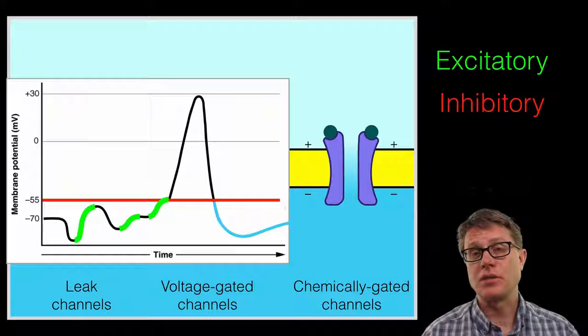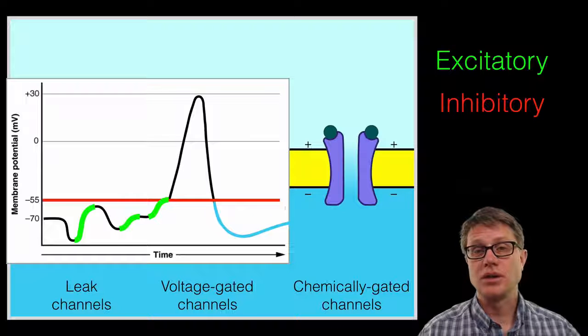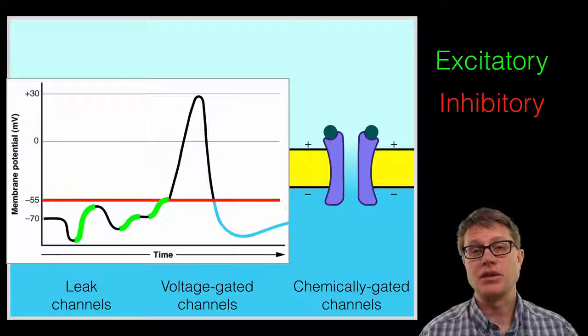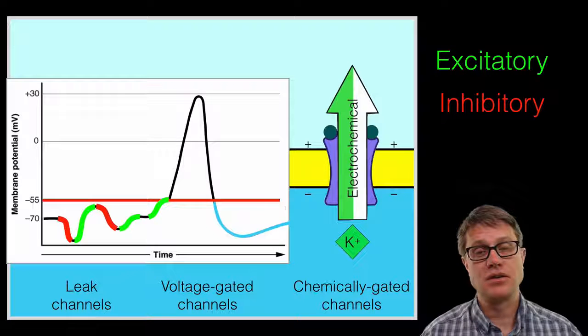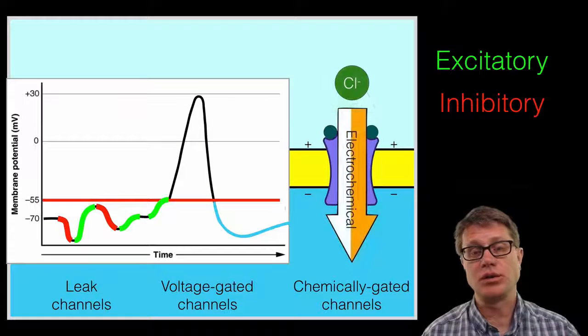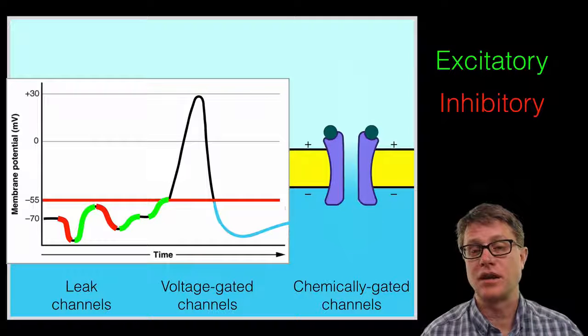Now, some of those neurotransmitters may be inhibitory. What they're doing is they're allowing the flow of ions, but these are ions that are moving us away from that action potential. What's a quick way to do that? We could release a bunch of potassium or allow chloride to come into the cell itself.